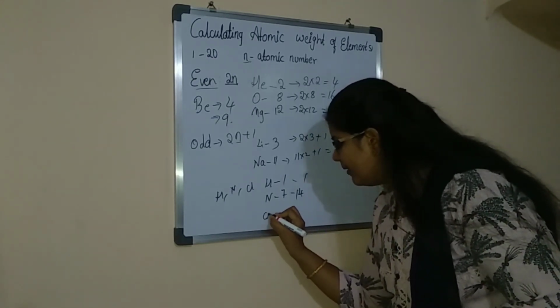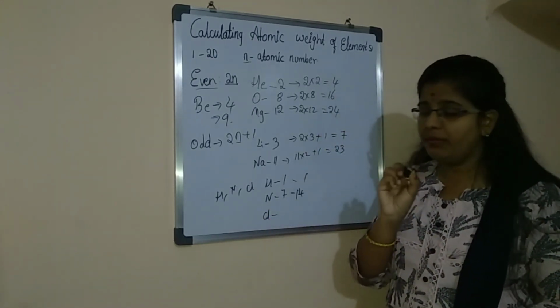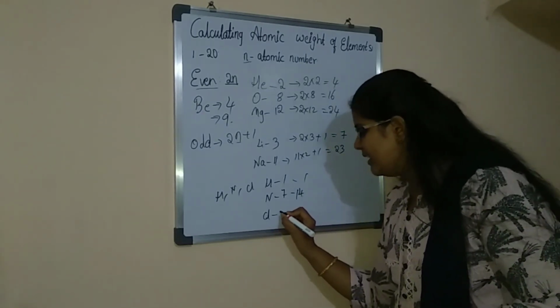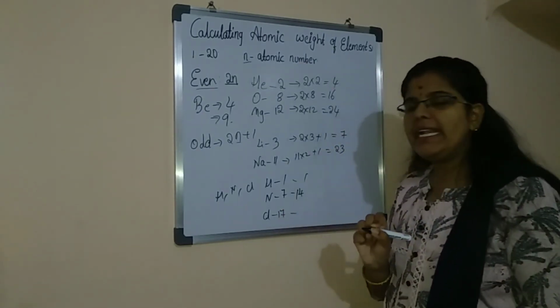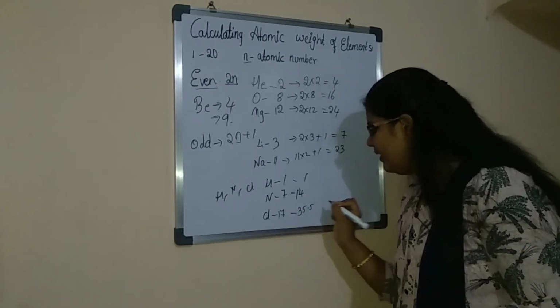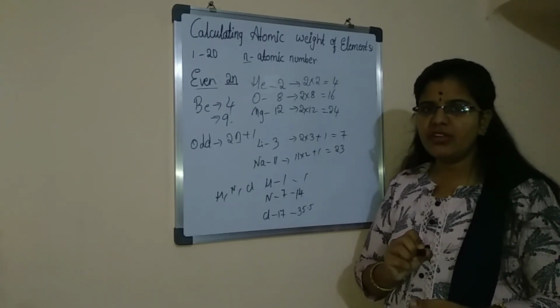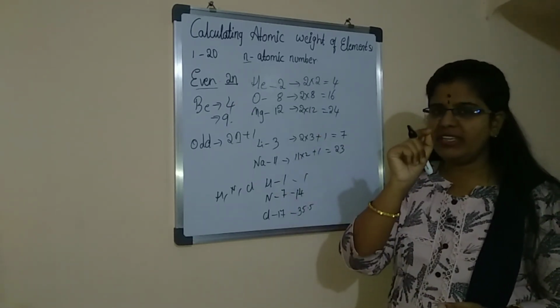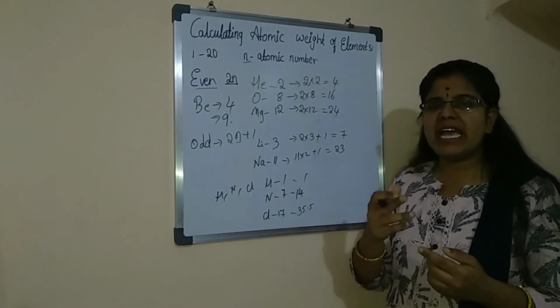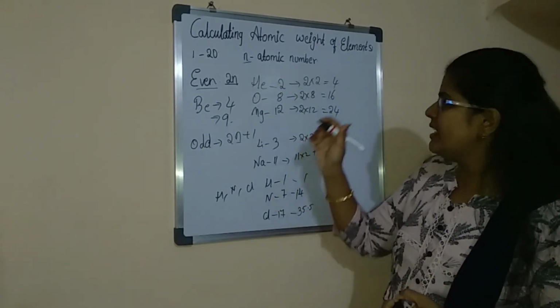And chlorine has a decimal atomic weight. The atomic number of chlorine is 17 and its atomic weight is 35.5. Understood? And one more thing I forgot to say: among the even numbers we have another exceptional element, that is argon.